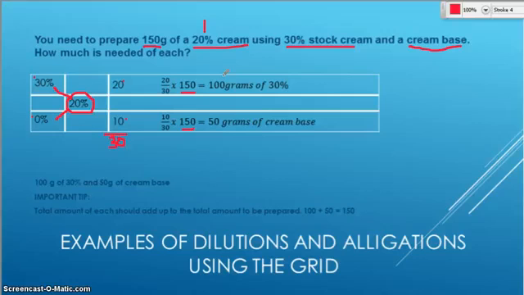Again, in order to check that, we add those two quantities together. And here's my check right down here. I added 100 and 50 together to get 150. So yes, this one is correct also. Okay, here's our next one.